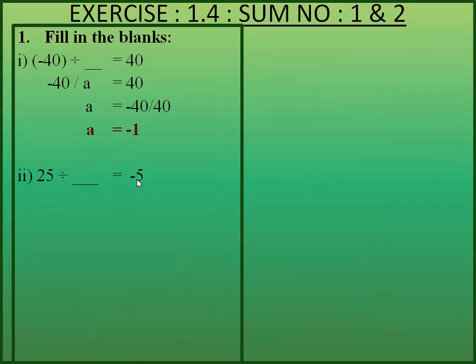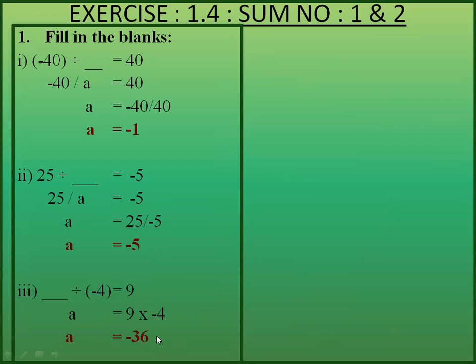25 divided by a is equal to minus 5. So a is equal to 25 divided by minus 5, which is minus 5. Next, a divided by minus 4 is 9. So a is equal to 9 into minus 4, because division goes to the other side as multiplication. So the answer is minus 36.